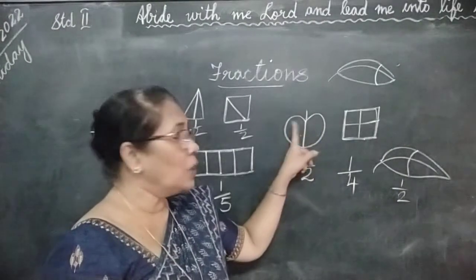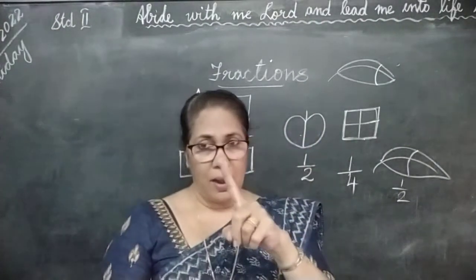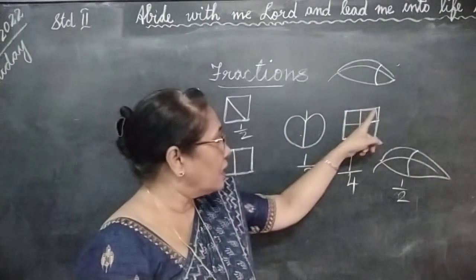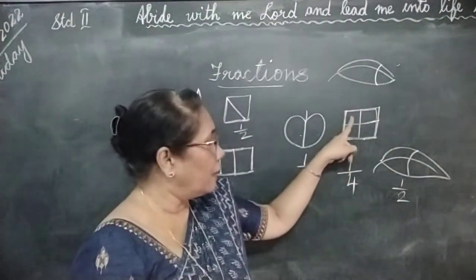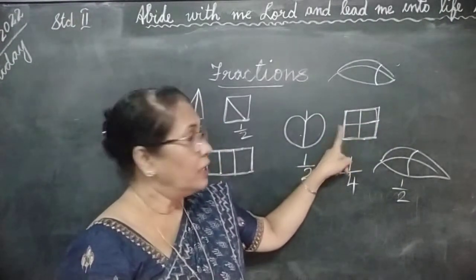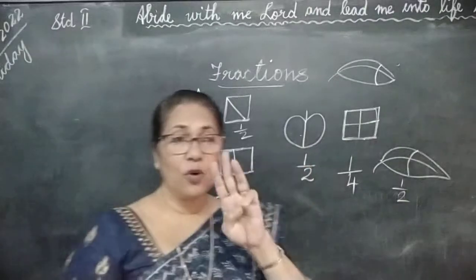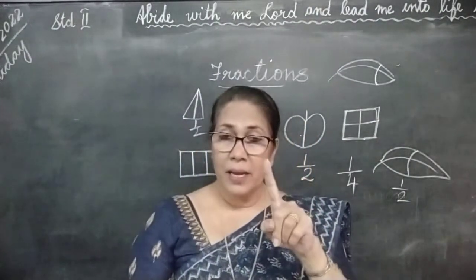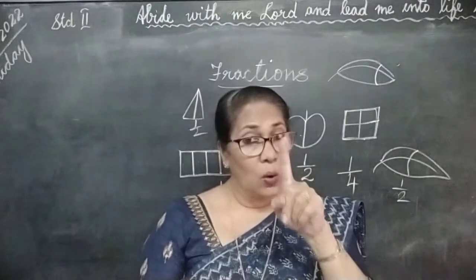So these 2 halves make 1. These 2 halves make 1. Now here there are 4 parts. That is 1 by 4, 1 by 4, 1 by 4, 1 by 4. These 4 1 by 4 make 1 whole part.